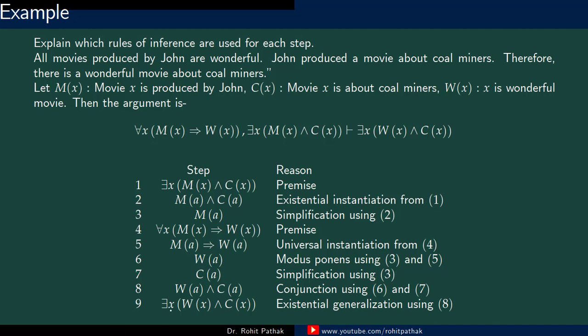Because if we read there exists x, Wx, Cx, that means there exists a movie x which is wonderful and about coal miners. But if we write for all x, Wx, Cx, then it will mean that all movies are wonderful and about coal miners. So we cannot draw this conclusion from here. Though this A is arbitrary, we cannot conclude that all movies are wonderful and about coal miners. Therefore we should write: there exists an x such that Wx and Cx. So the conclusion is: there exists a movie which is wonderful and about coal miners.